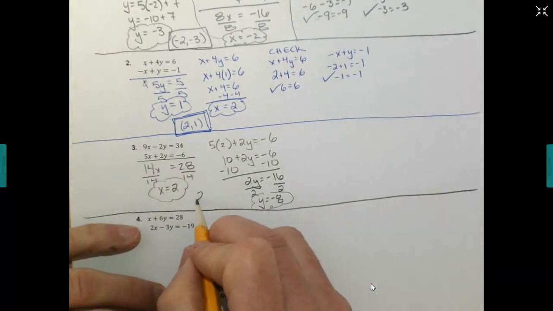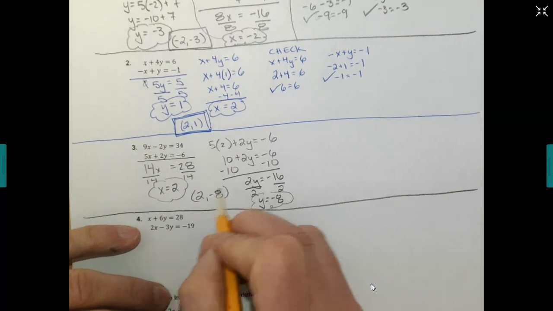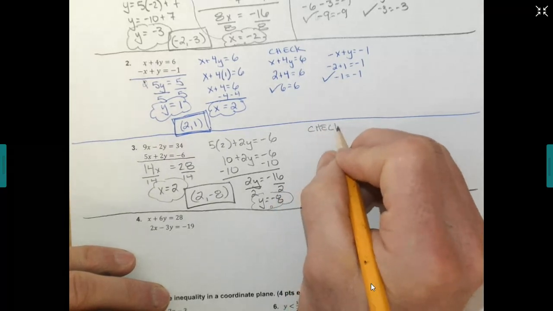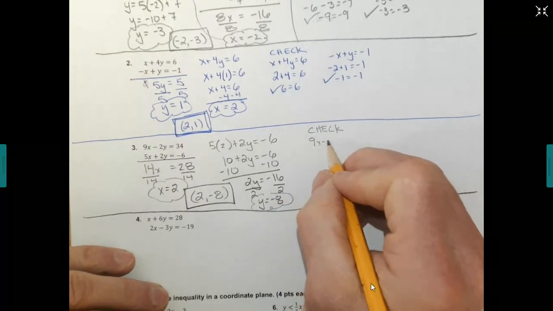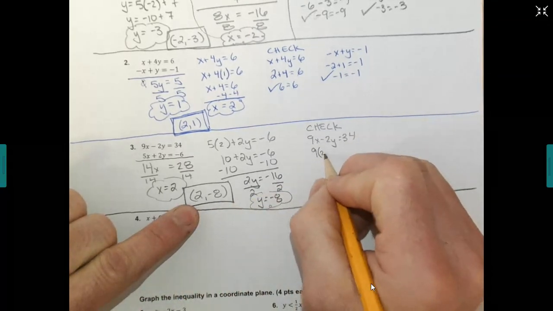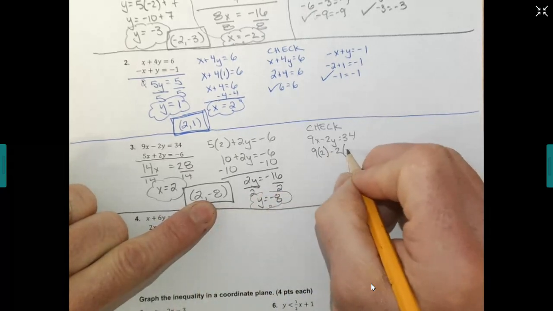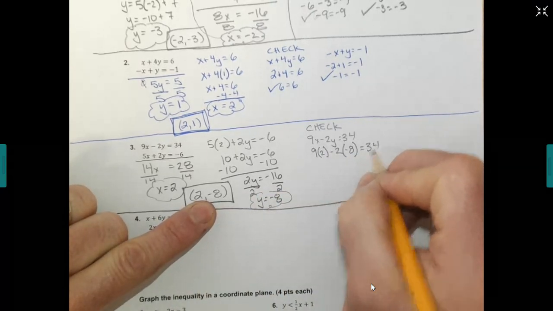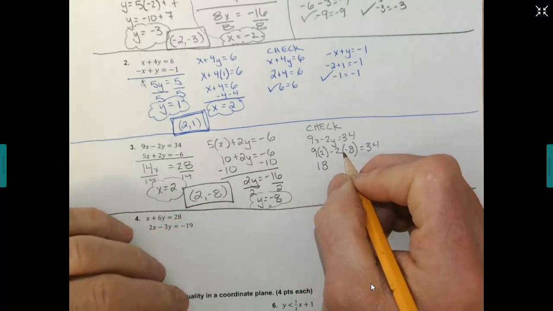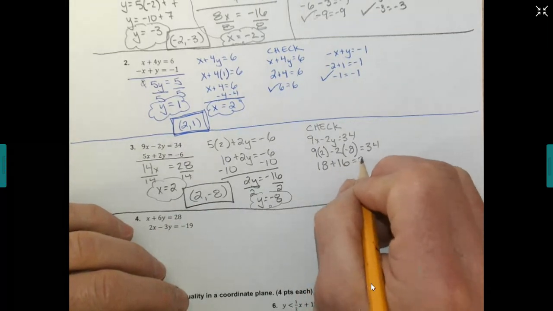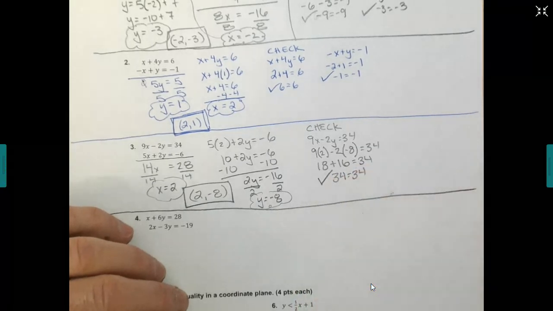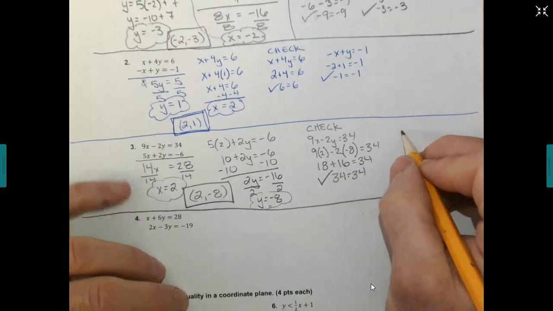So I think my answer is 2, negative 8. So let's check. 9x minus 2y equals 34. So 9 times 2 minus 2 times negative 8 equals 34. 18, and then negative 2 times negative 8 is plus 16 equals 34. 18 plus 16 is 34. 34 equals 34. Check my other one.